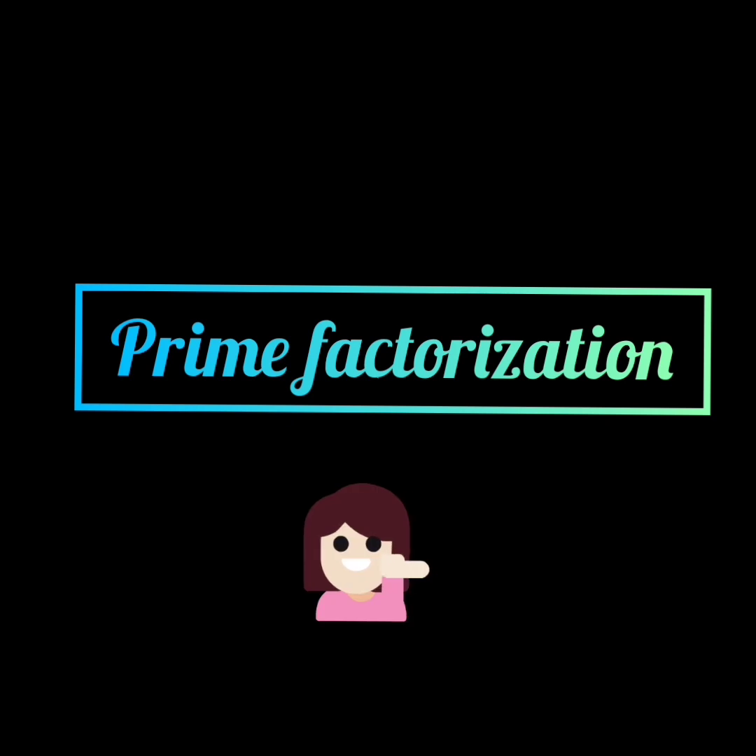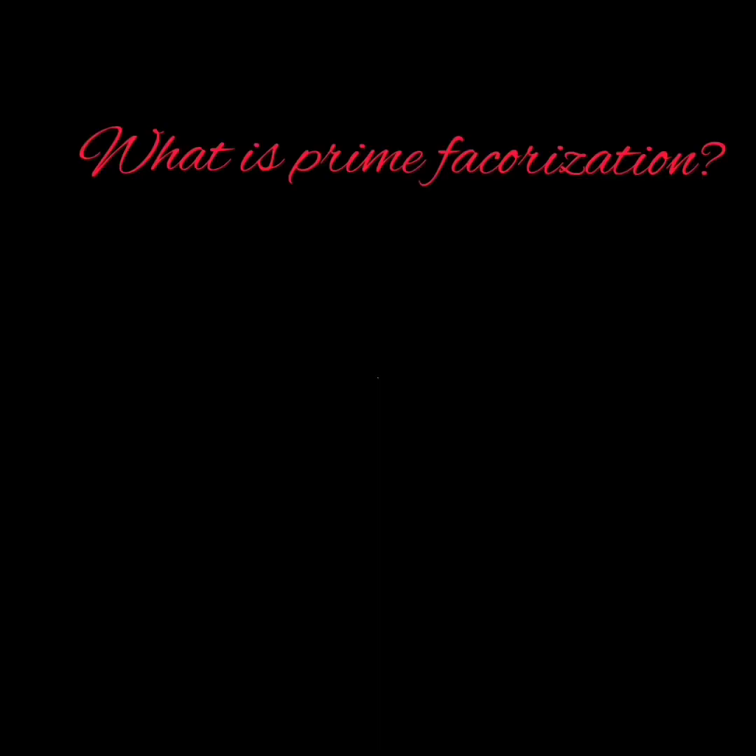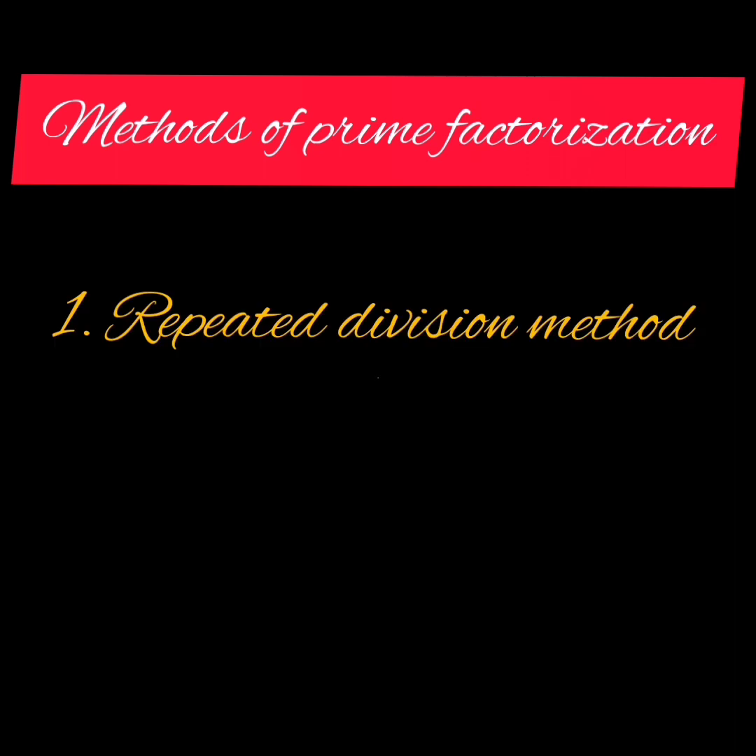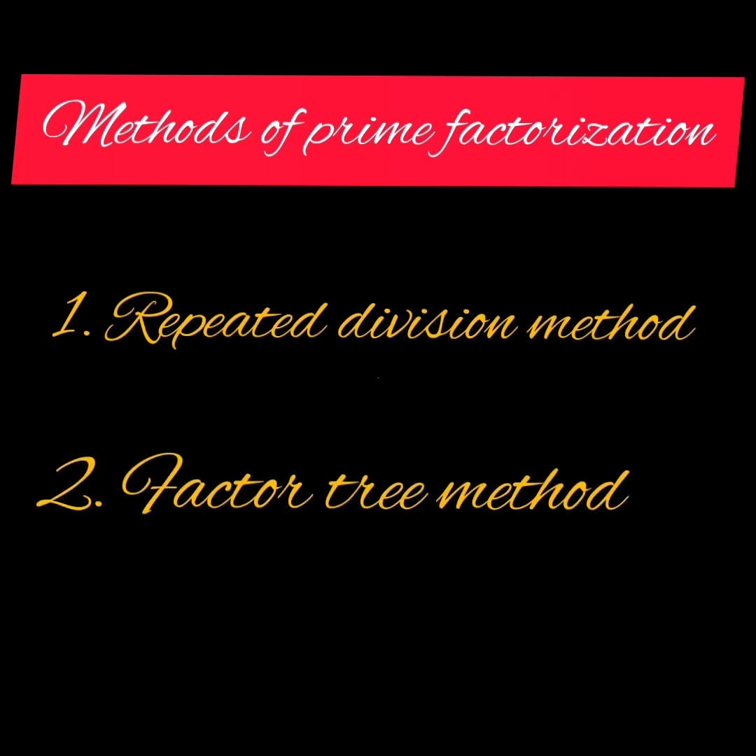Now, let us learn prime factorization. What is prime factorization? When a number is expressed as a product of prime numbers, it is called prime factorization. There are two methods to find the prime factorization of a given number. First is the repeated division method. Second is the factor tree method. Let us learn them one by one.